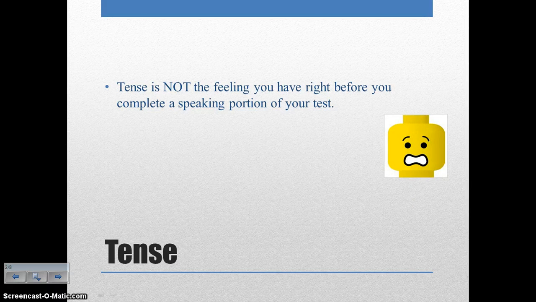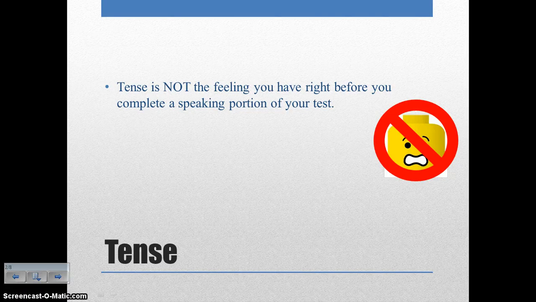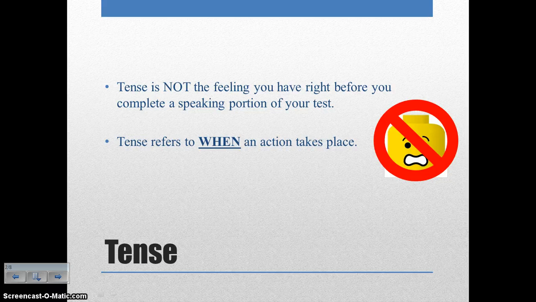I'm not referring to the feeling that you have right before you do the speaking part of your test. That's not the tense I'm referring to. The tense we're talking about today in Spanish class refers to when an action takes place.